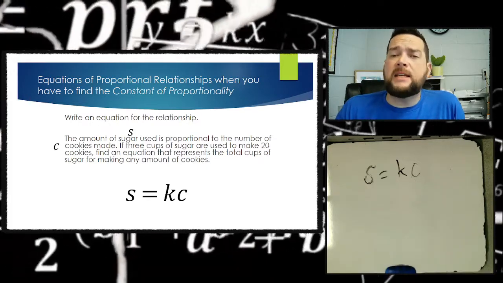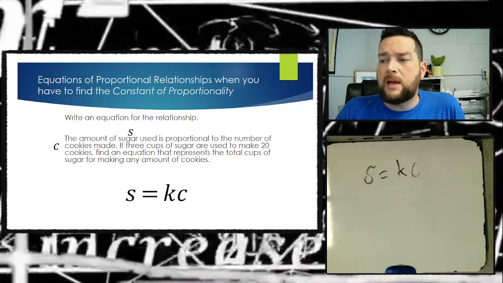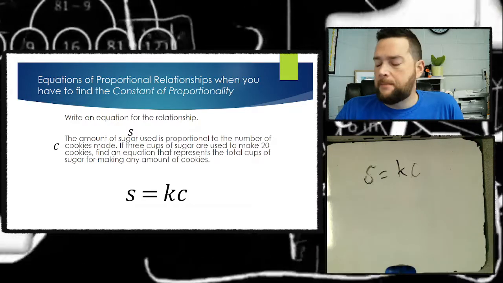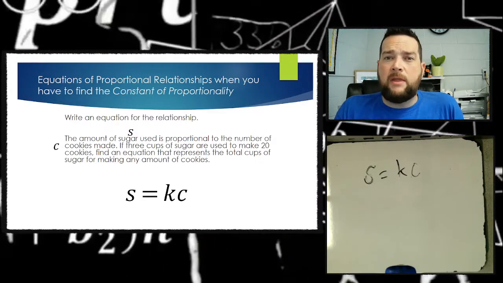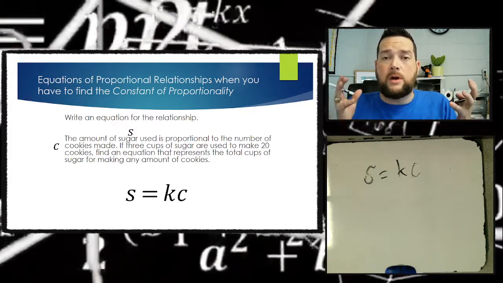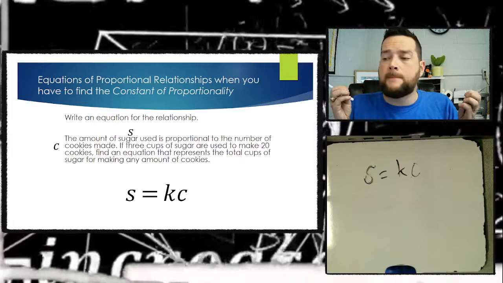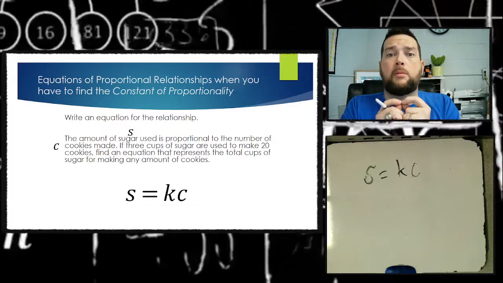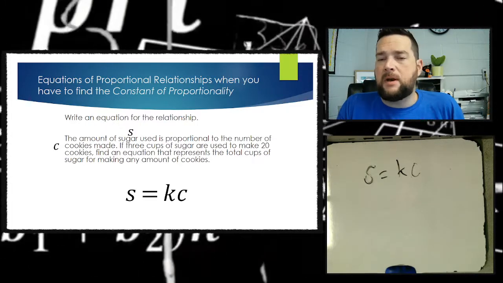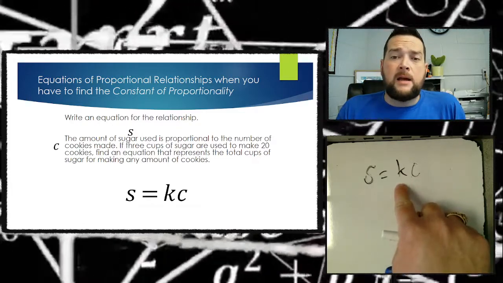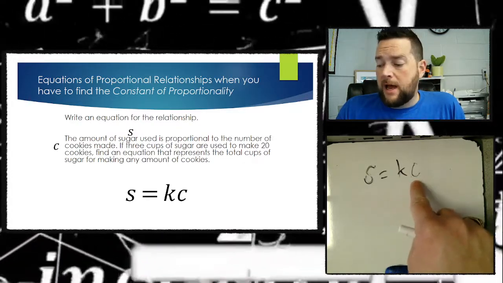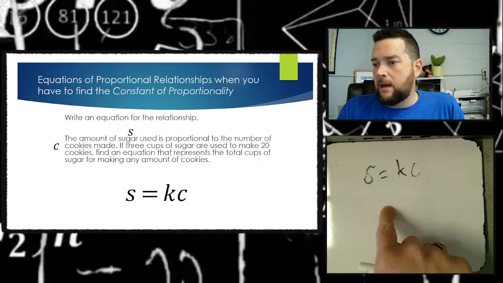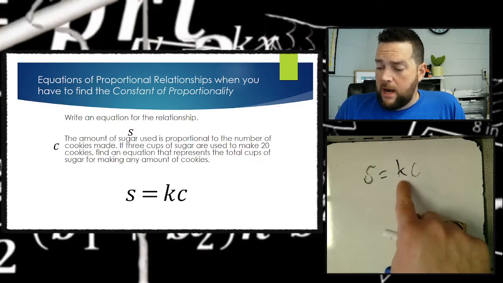And then the second sentence says, if 3 cups of sugar are used to make 20 cookies, find an equation that represents the total cups of sugar for making any amount of cookies. Well, now we're being given numbers, and we're going to use those numbers to give us our constant of proportionality, the number that is being multiplied by the independent variable in order to determine the dependent variable. Or in other words, the number that's being multiplied by our input in order to get our output. We see 3 cups of sugar makes 20 cookies. Well, we need to come up with this K.